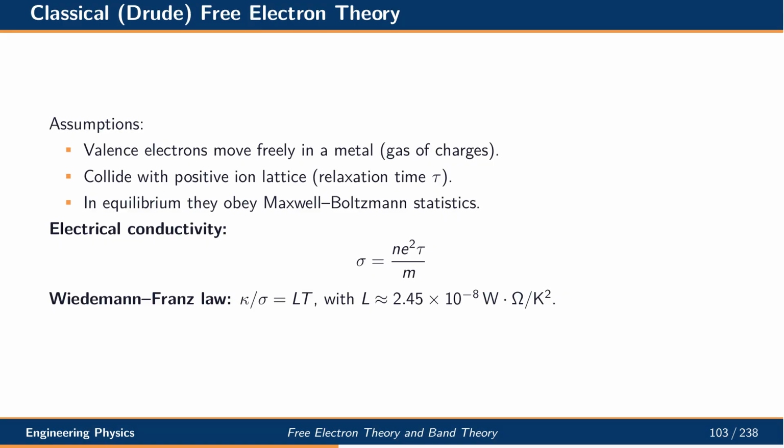The Drude model treats the valence electrons in a metal as a gas of free charged particles that move through the lattice and occasionally collide with positive ions. A characteristic relaxation time describes the average interval between collisions. In equilibrium, the electrons obey Maxwell-Boltzmann statistics. This model gives the famous formula for electrical conductivity in terms of carrier density, charge, and relaxation time. It also predicts the Wiedemann-Franz law connecting thermal and electrical conductivity.